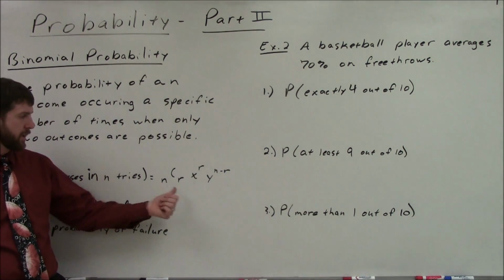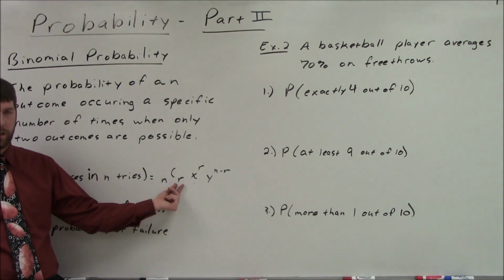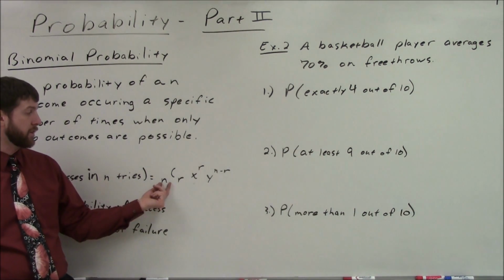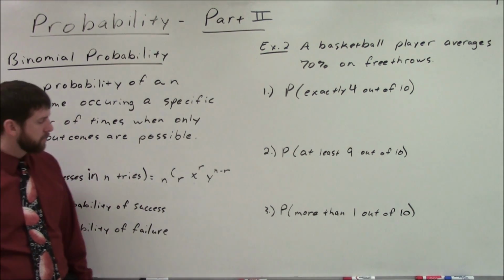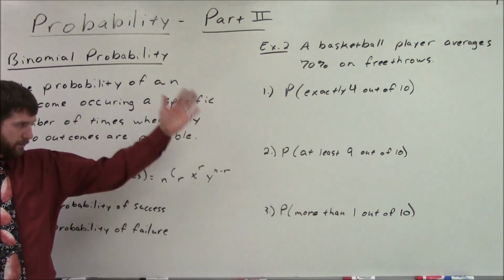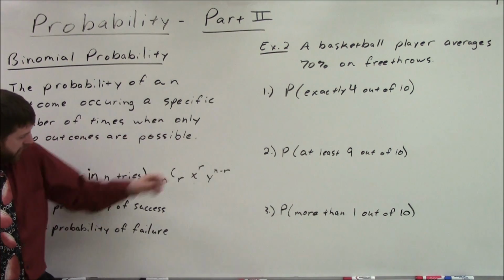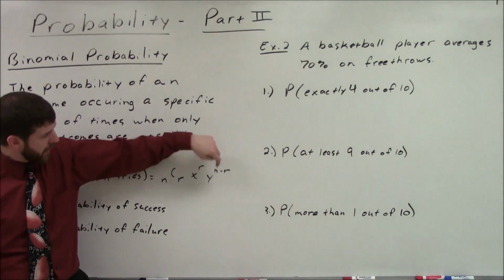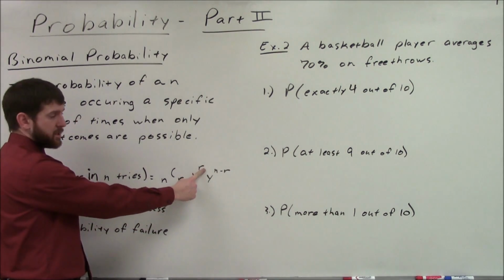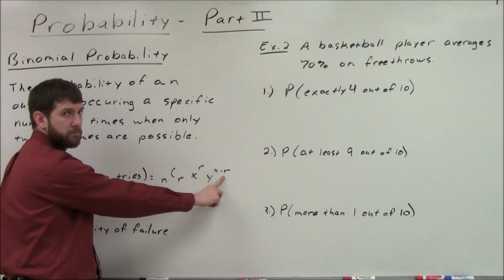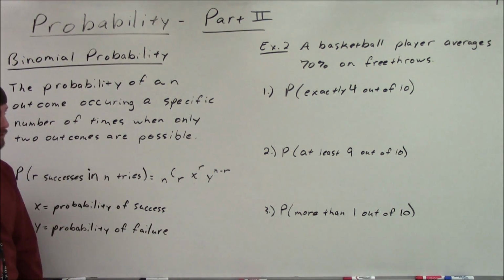So we calculate that by doing NCR, the number of tries and all the different ways we can group those tries into groups of success. I'll explain more about that when we get into the problems here. And then we have x to the r, where x is the probability of success, y to the n minus r, where y is the probability of failure. So probability of success raised to the number of successes, probability of failure raised to the number of failures. It's pretty straightforward. You just plug numbers into a formula.